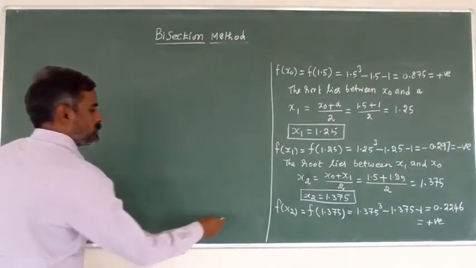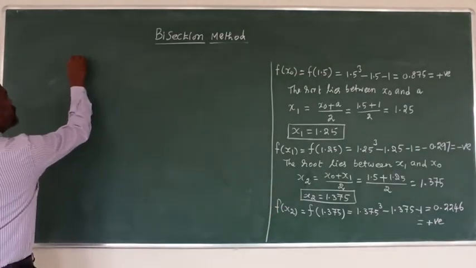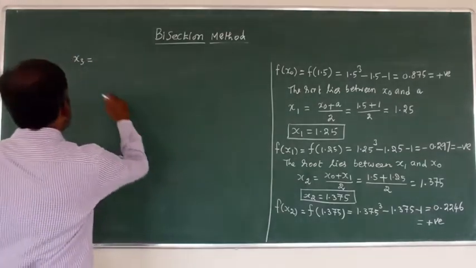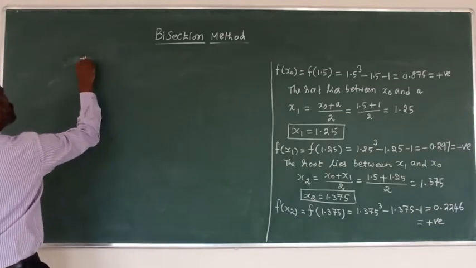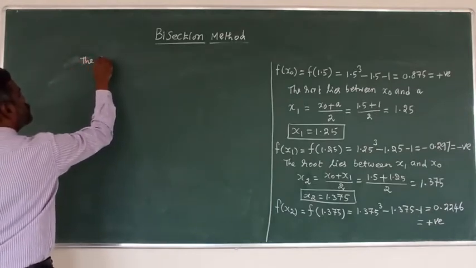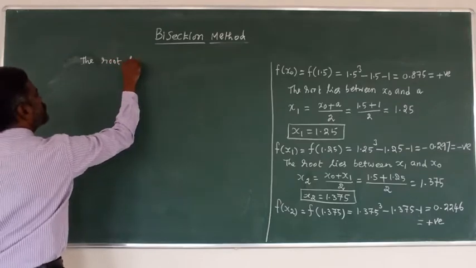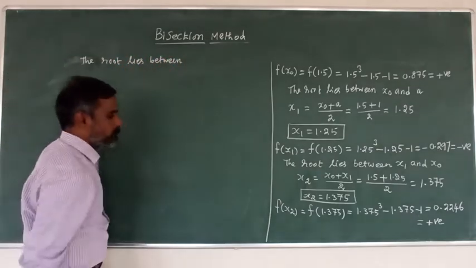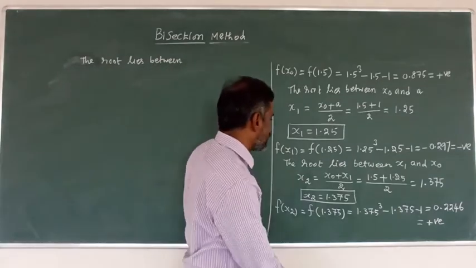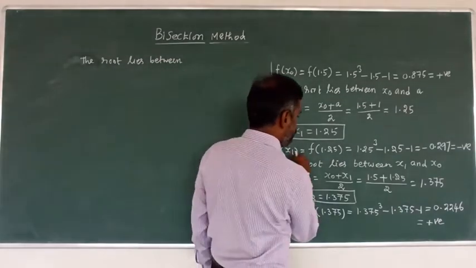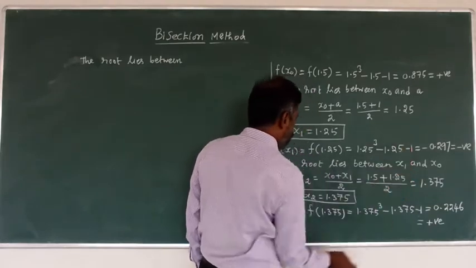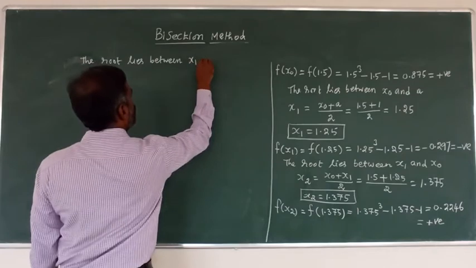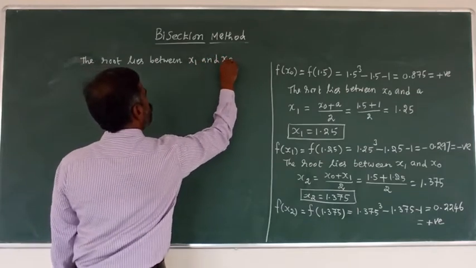Now another iteration, x3. Now before that, to find out the root lies between one positive value and one negative value. The x1 value is negative and the x2 value is positive. So we can take the root between x1 and x2.